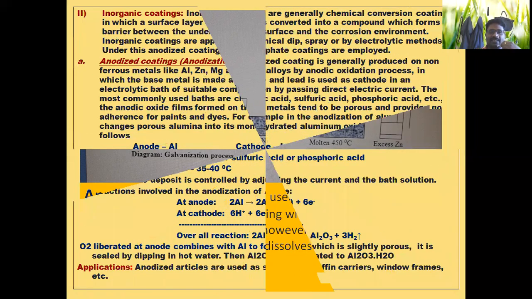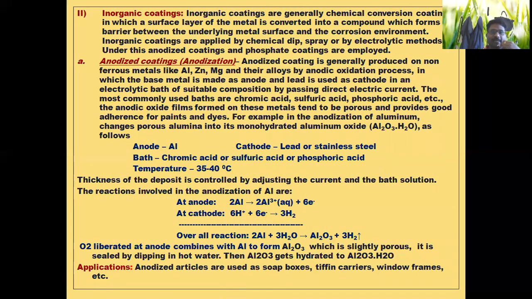So next, let us take the anodization of aluminum. It's very important. Anodization of aluminum and galvanization also are very important. So first, under inorganic coatings, anodization will come here. Inorganic coatings are generally chemical conversion coatings, meaning one of the surface layers of the metal is converted into a compound which acts as a barrier between the underlying metal and the corrosion environment. Inorganic coatings are applied by chemical dip, spraying, or by electrolytic methods.